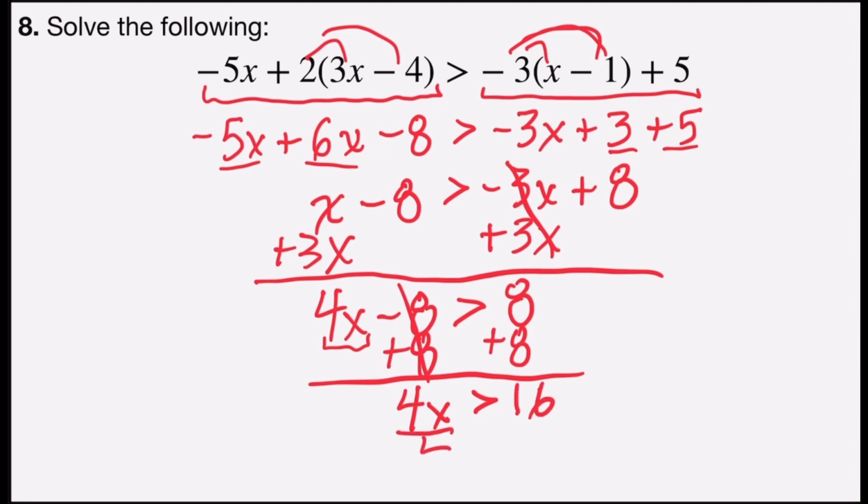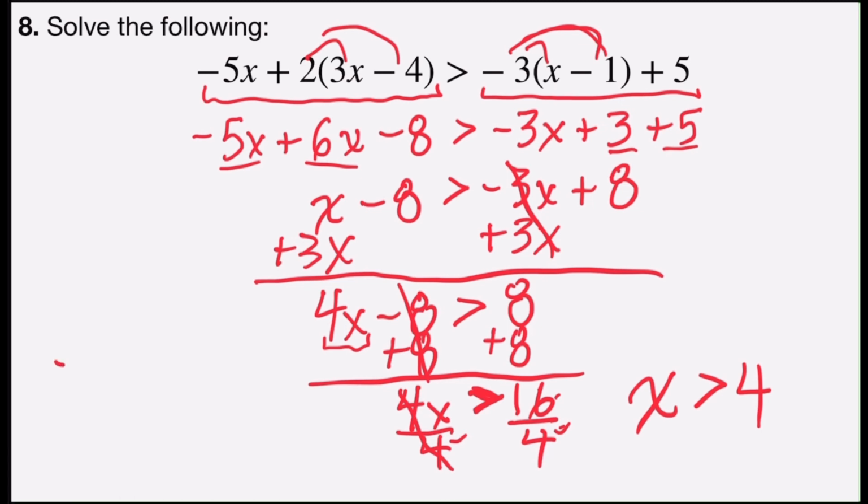Last, I'm going to divide both sides by 4 in order to make my coefficient equal to 1. Since I'm dividing by a positive value, I do not need to reverse the inequality symbol. It will stay greater than. 4 divided by 4 is 1x. Greater than 16 divided by 4 is 4. So algebraically, x is greater than 4.